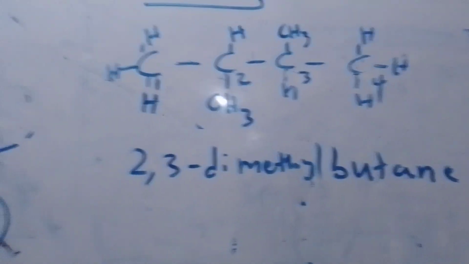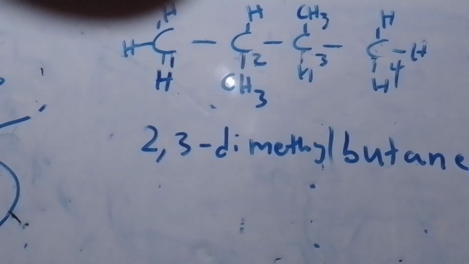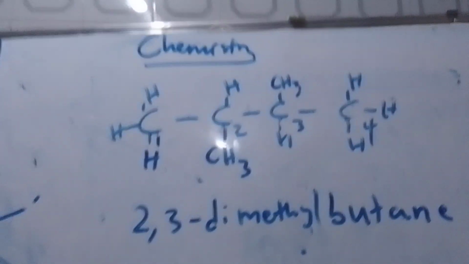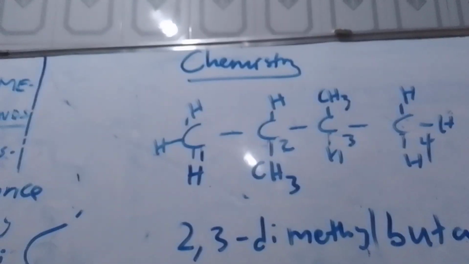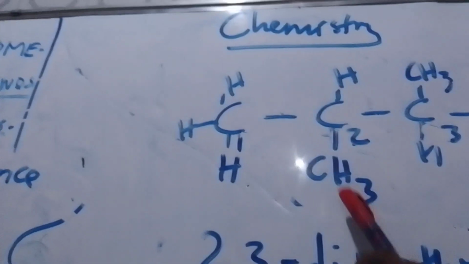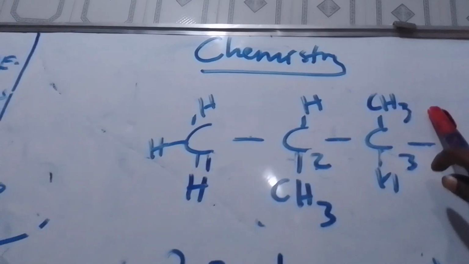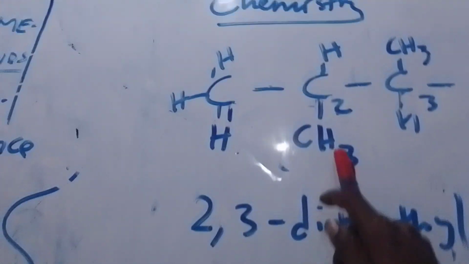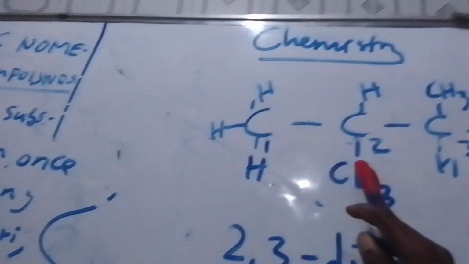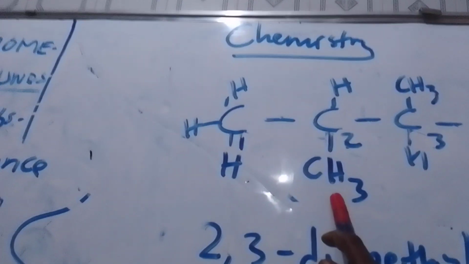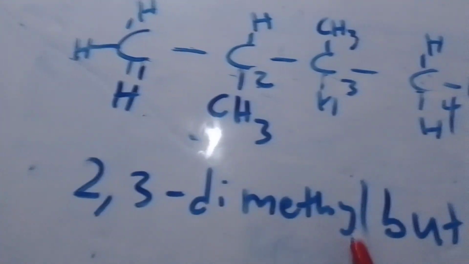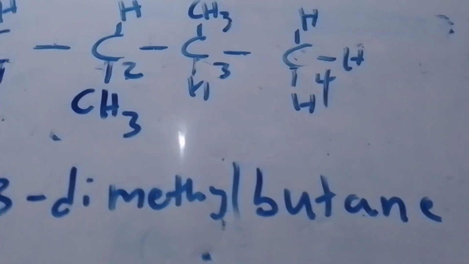Here we are asked to indicate the number present. If they are present 2 times, we can use di. If they are present 3 times, we can use tri. Look at this. In this case, we have the substituent 1 and the substituent 2. They are present in 2 places, so we can use di. Here we have a methyl group at carbon atom 2 and a methyl group at carbon atom 3. So we want to name the compound. We have 2,3-dimethyl butane. So that's the name of that compound.